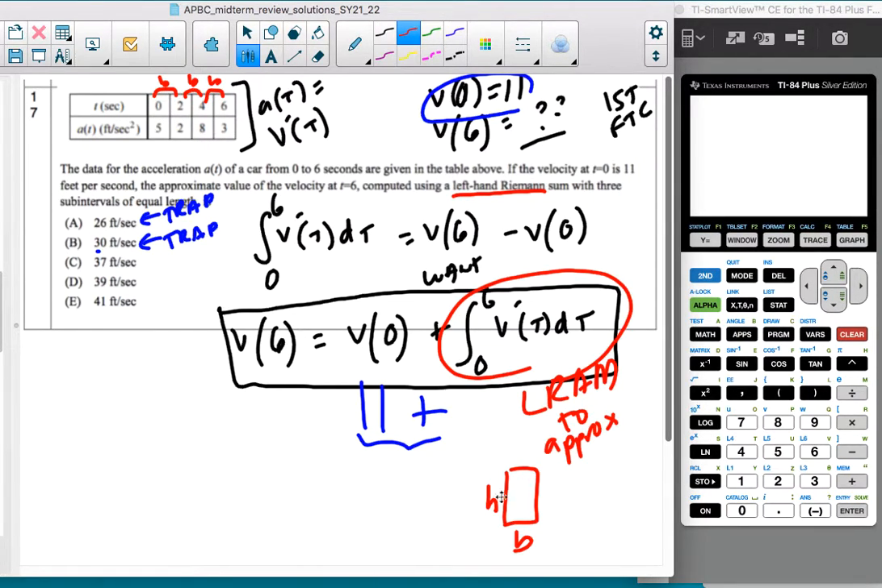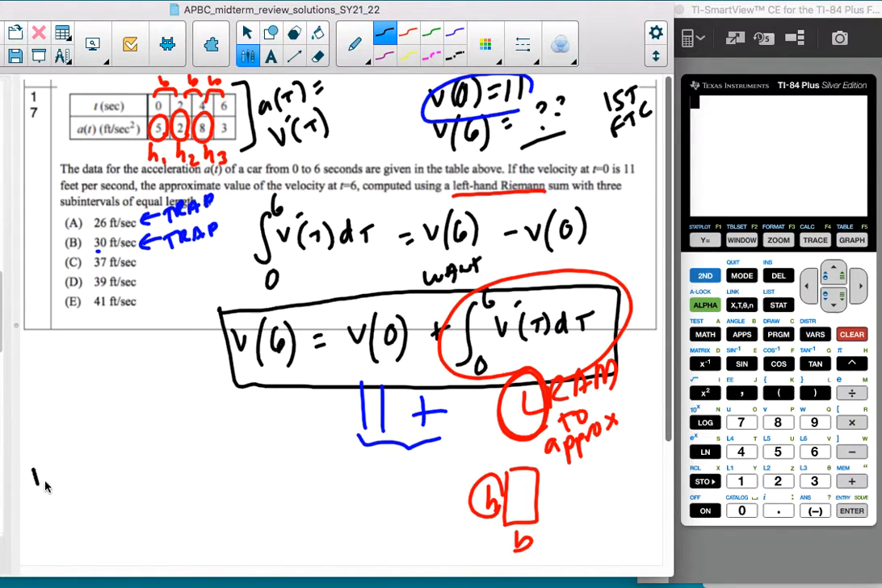The height is going to be the left y value because they said left ram. So on the first interval from 0 to 2, I use the left y value. That's my first height. On the second interval from 2 to 4, I use my left y value. That's my second height. And on the third interval from 4 to 6, I use my left y value. That's my third height. I never use the right endpoint because it's called LRAM.